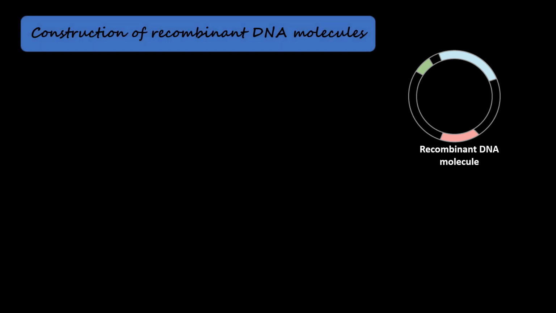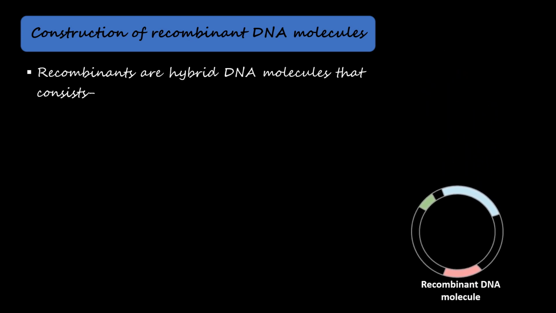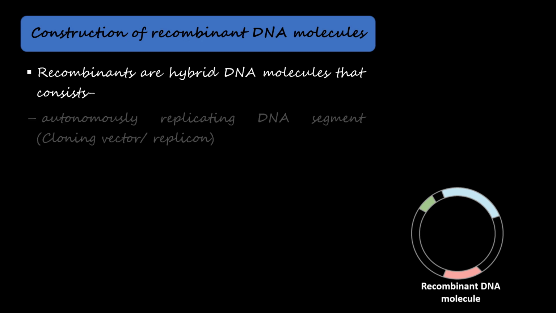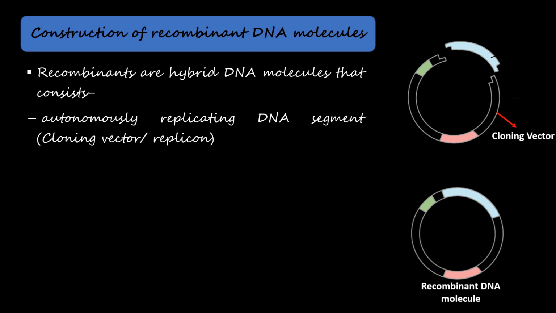The first step is construction of recombinant DNA molecules. Recombinants are hybrid DNA molecules that consist of an autonomously replicating DNA segment, the cloning vector or replicon, which is capable of independent DNA replication, and the inserted element or gene of interest or desired DNA fragment which we want to transfer.